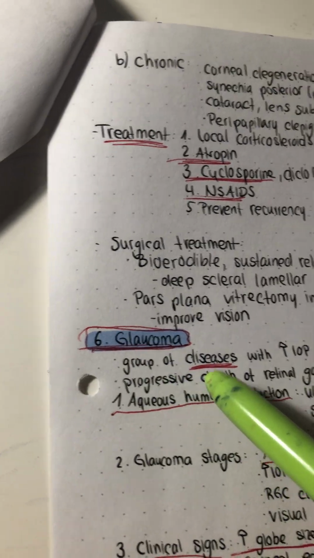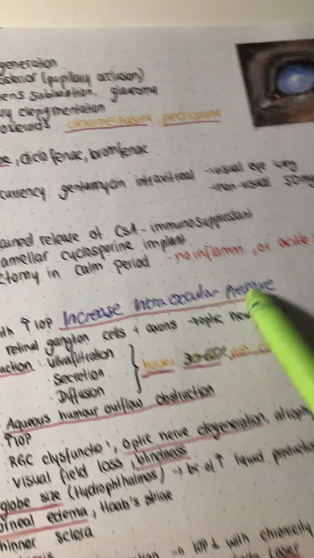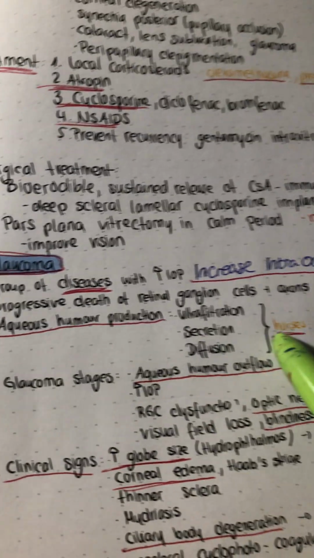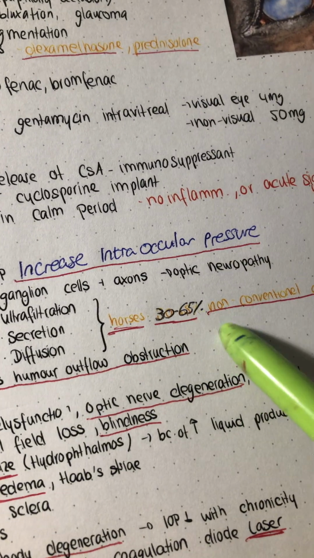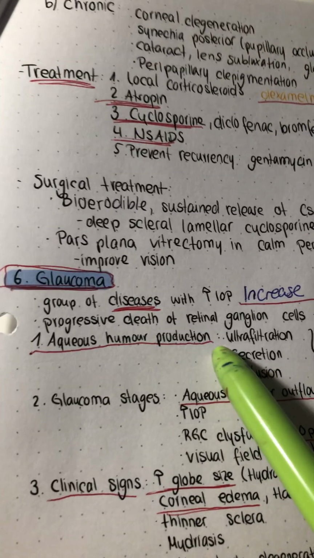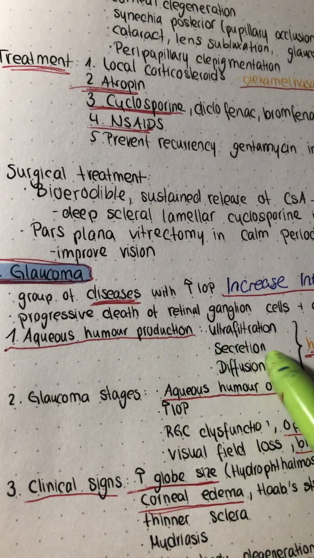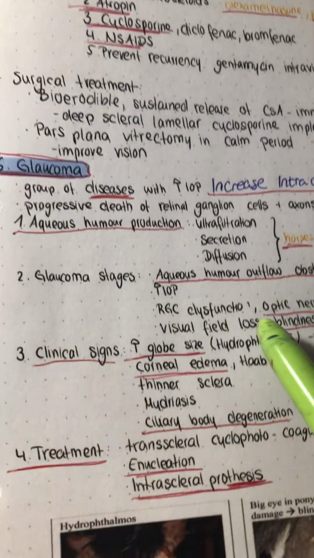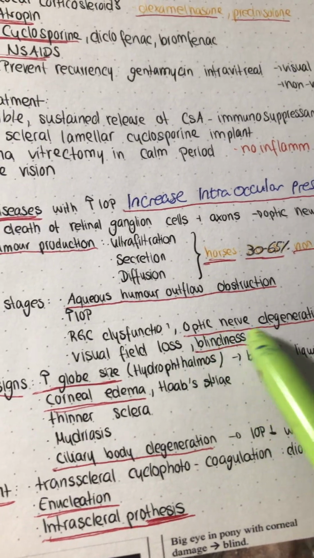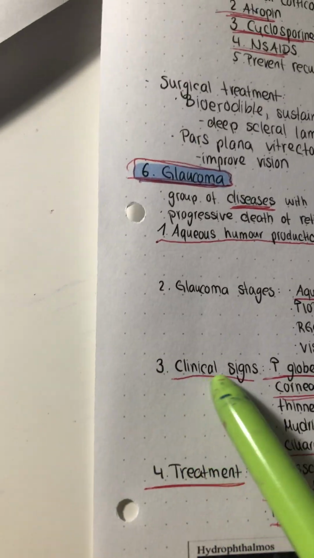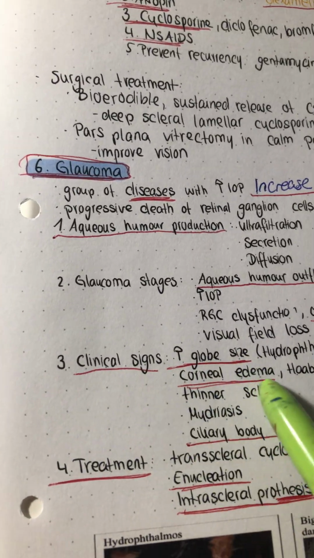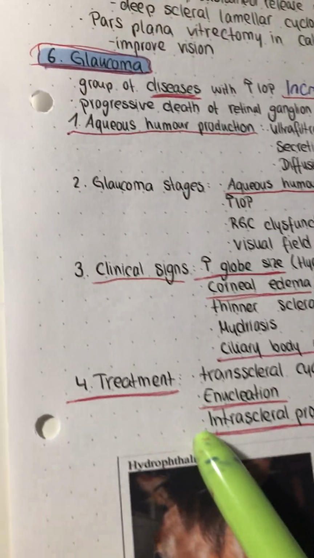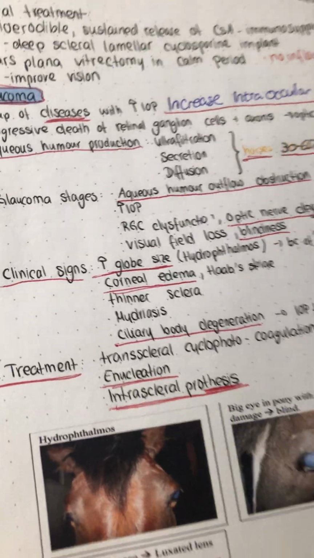Glaucoma. These are diseases when there's an increase in intraocular pressure. So, aqueous humor production. 30 to 65% of horses have non-conventional outflow. You can have problems with the filtration, the secretion, and the diffusion. So aqueous humor outflow obstruction can be a cause, and it can cause optic nerve degeneration or blindness. And the clinical signs are increased globe size, corneal edema, ciliary body degeneration. And the treatment is laser surgery or intrascleral prosthesis.